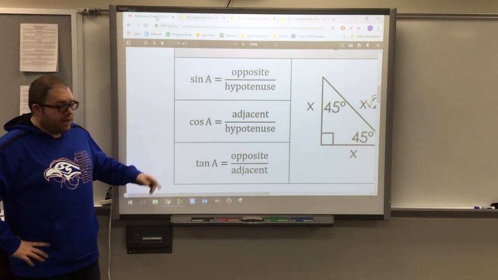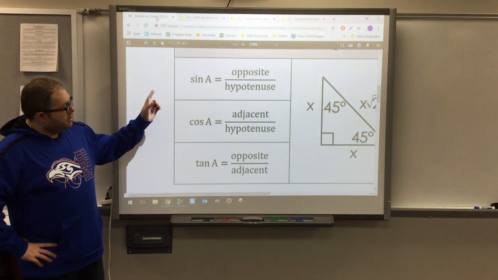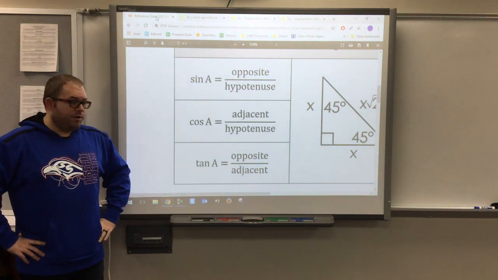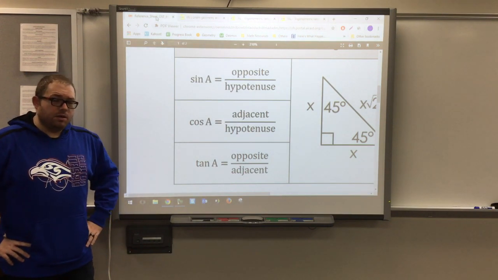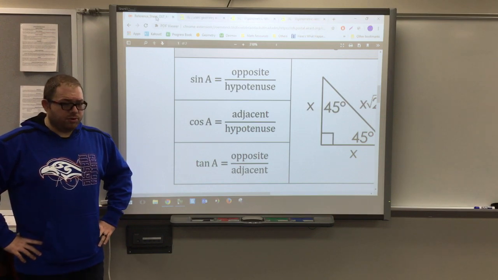Sine, cosine, and tangent are the skills we're working with in trigonometry. Sine is the opposite over hypotenuse, cosine is the adjacent over hypotenuse, and tangent is the opposite over the adjacent. So what we're going to be doing for this skill is finding missing sides using trigonometry.